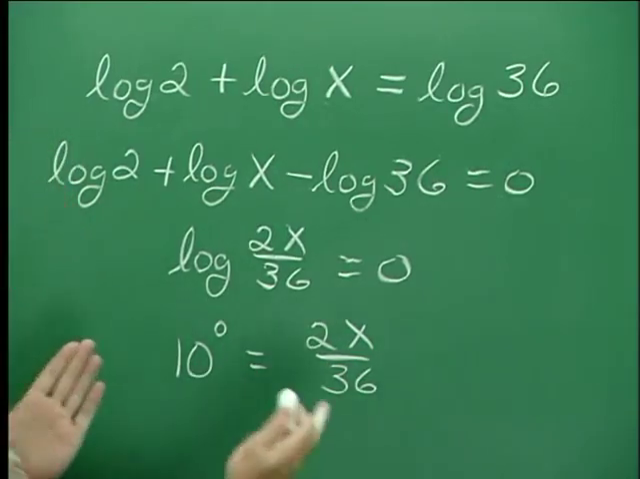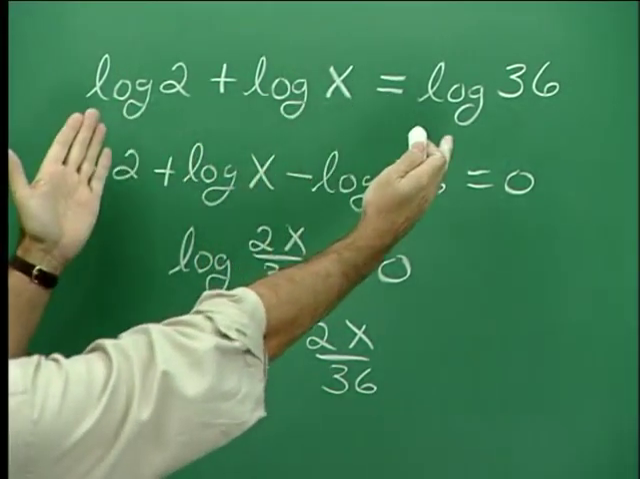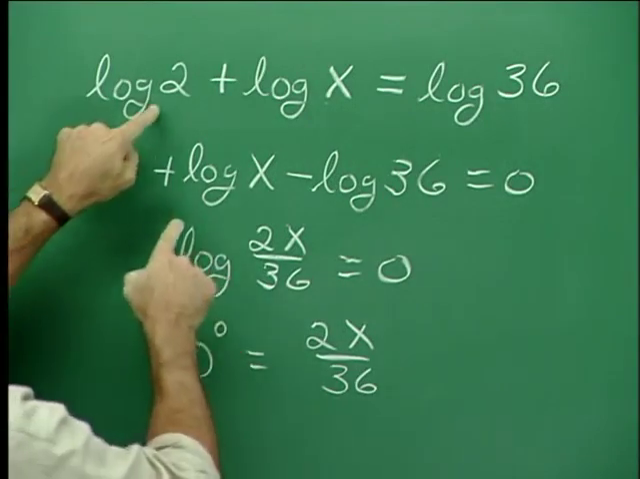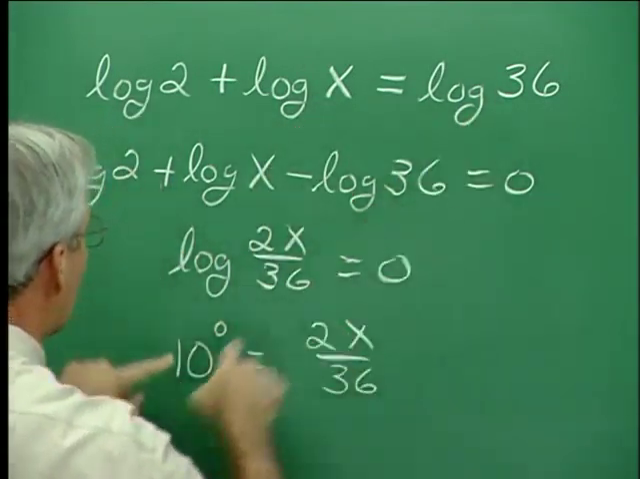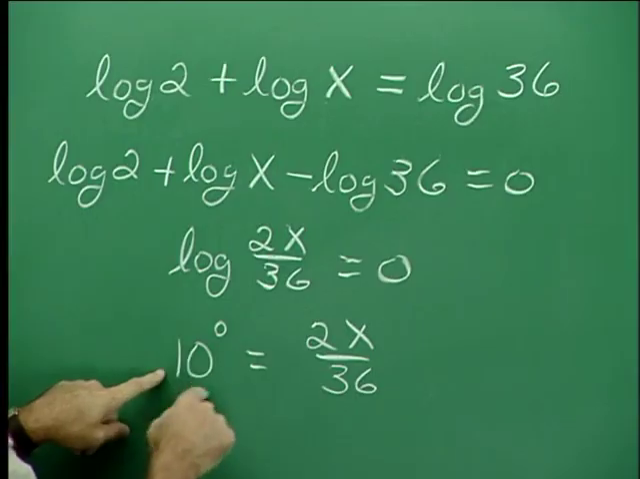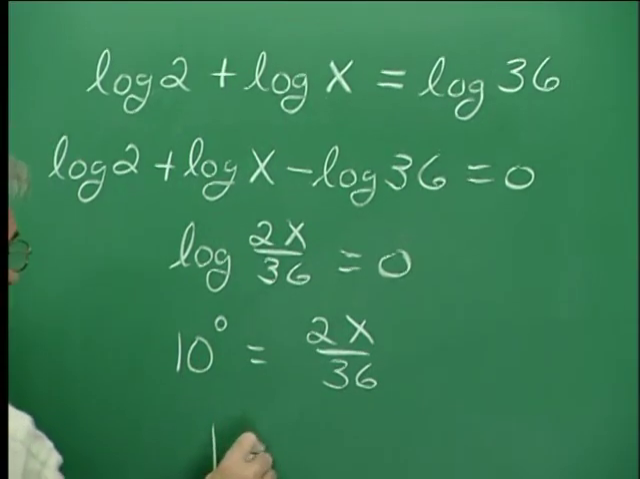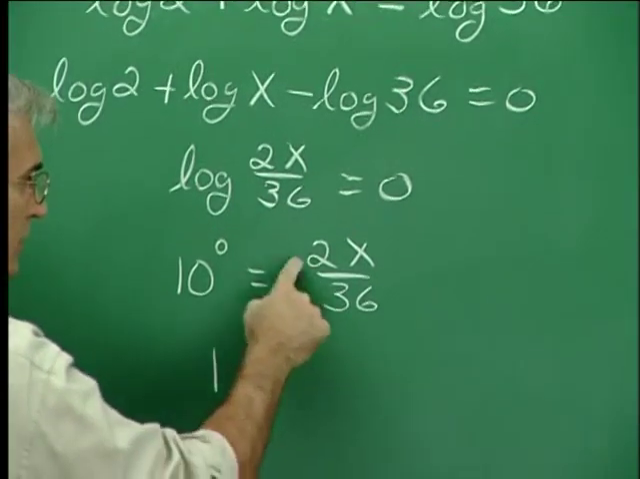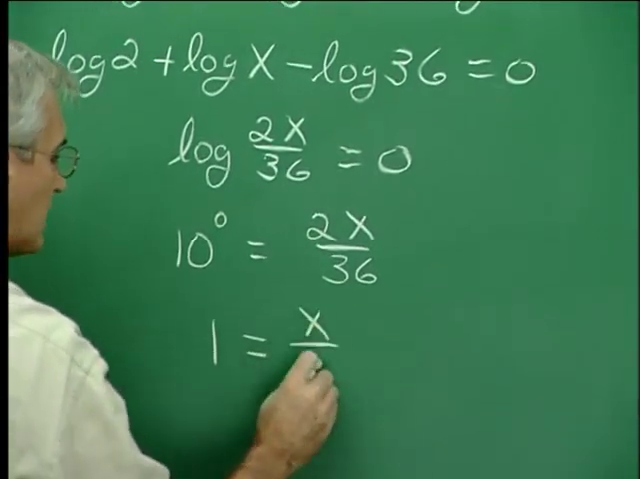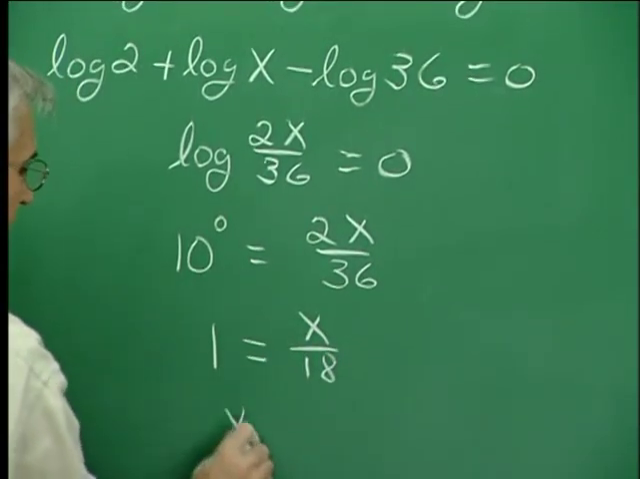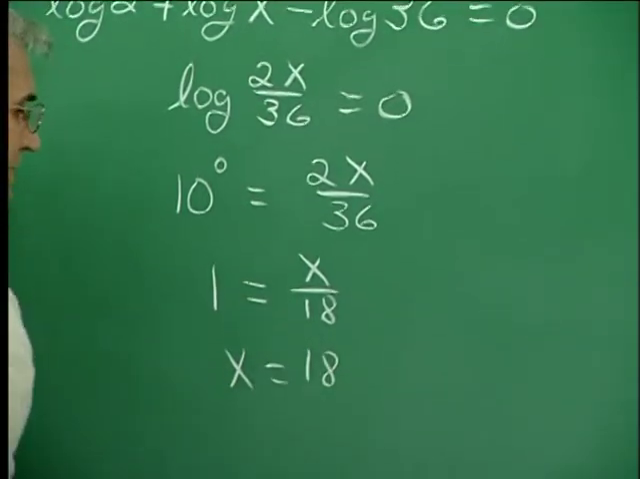Now notice it wouldn't make any difference at all if we had a 7 right here. If the base of the logarithm was 7, we'd have 7 to the 0. But anything to the 0 is going to be 1. So we'll have 1 on this side, and on the right we cancel the 2 with the 36. We get x over 18. Cross multiplying, we find x to be 18 as expected.